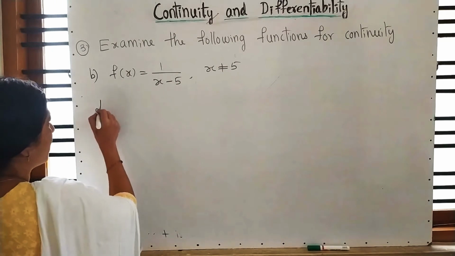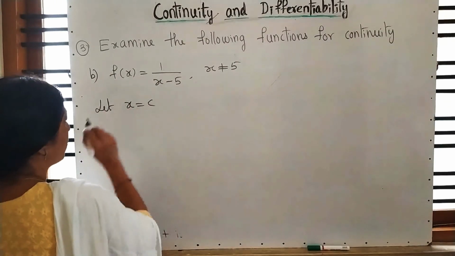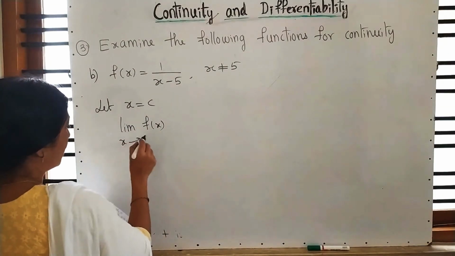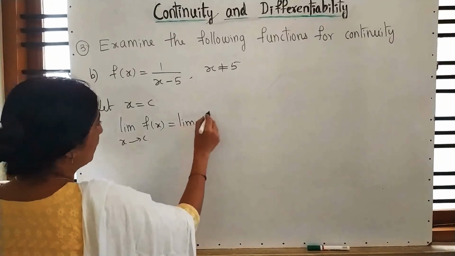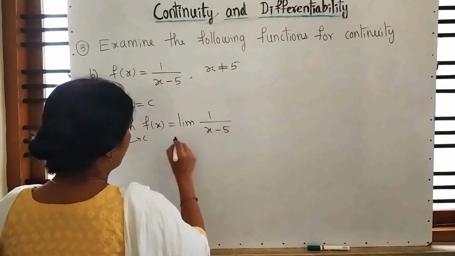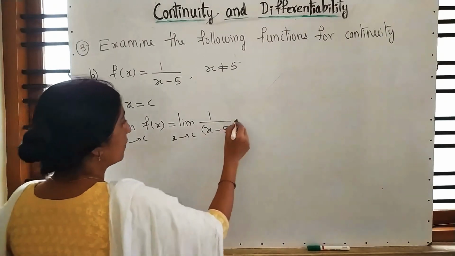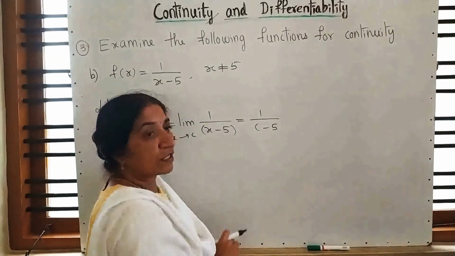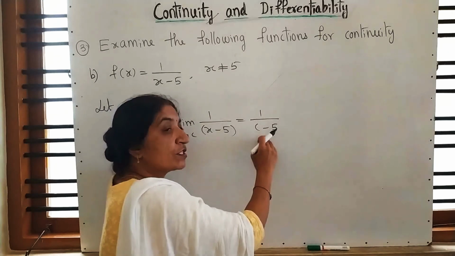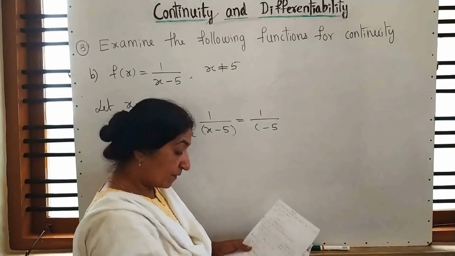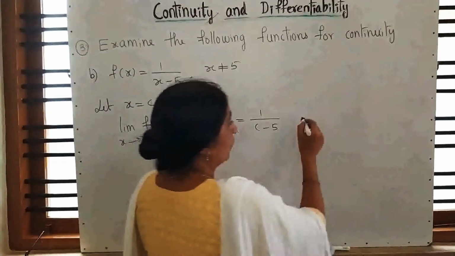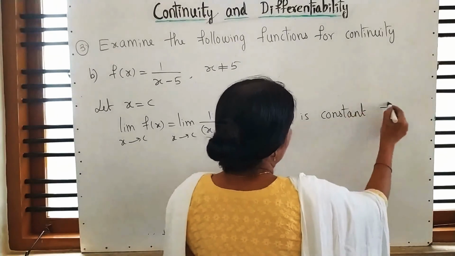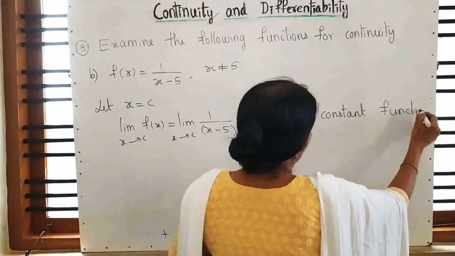So here also I am taking x as a constant. Let x is equal to c. Limit f of x as x tends to c is limit 1 upon x minus 5 as x tends to c. Wherever x is there, I am writing c. Here c minus 5 is again a constant. Any number upon a constant is again a constant, correct or not? That means this is also a continuous function. It is a constant function.